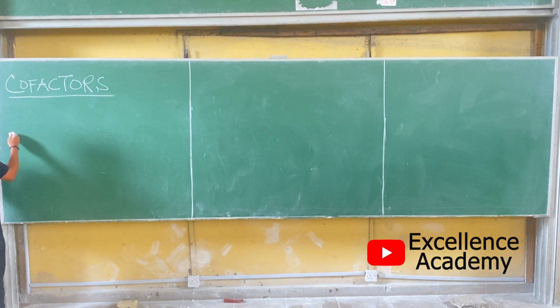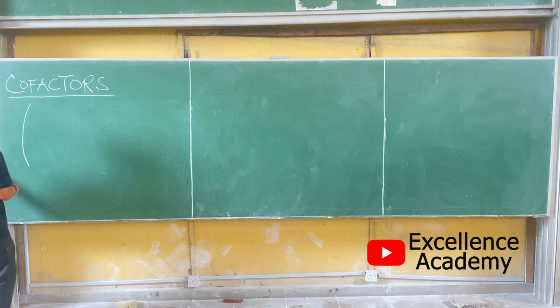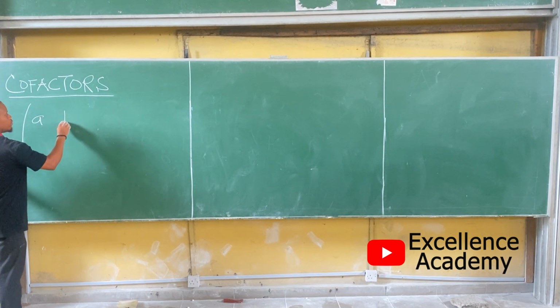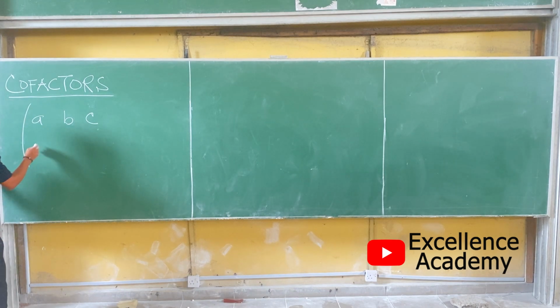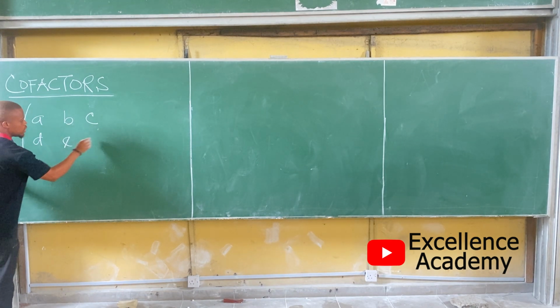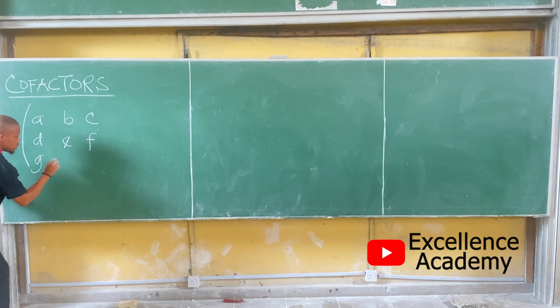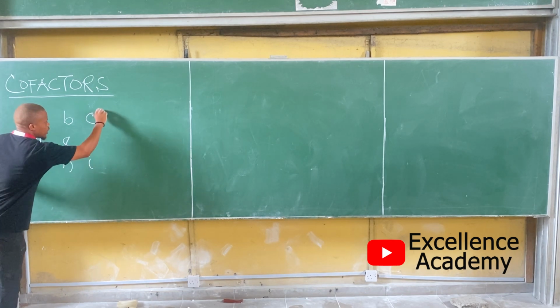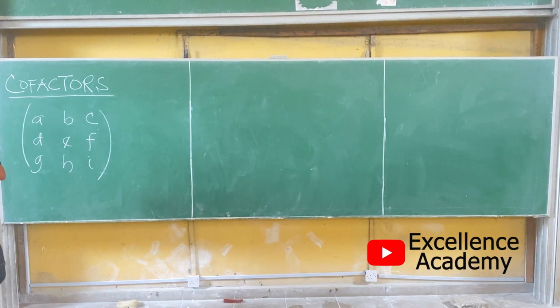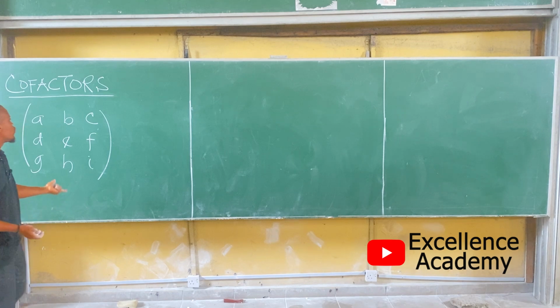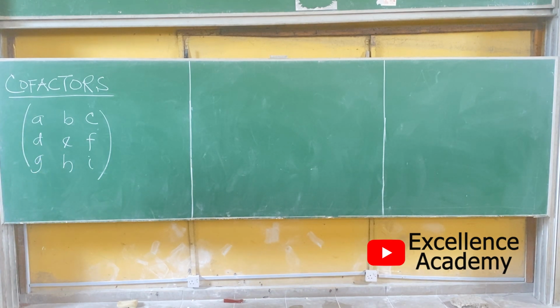All right. So if I'm given a matrix, let's say A, B, C, D, E, F, G, H, and I, and we are asked to calculate the cofactor of this matrix. As I said earlier, we deal with sign convention, and we treat them as determinant. But there's a difference between cofactor and determinant.